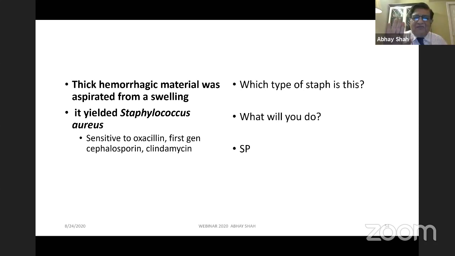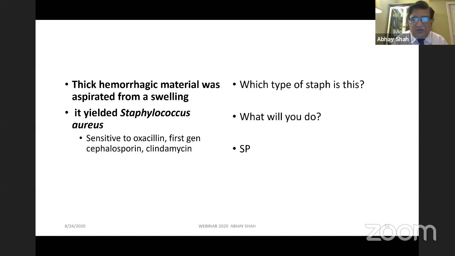The important message is that once you get the sensitivity report, you have to modify. De-escalate. And you are doing it in a very scientific way. Here it is MSSA, so there is no point in continuing vancomycin. Number one, because toxicity is there also. Second thing, if the culture is negative, then it is all right that you continue vancomycin. But once the culture report is there and sensitivity is there, then we should go down. We should not continue with vancomycin. So here it was MSSA.